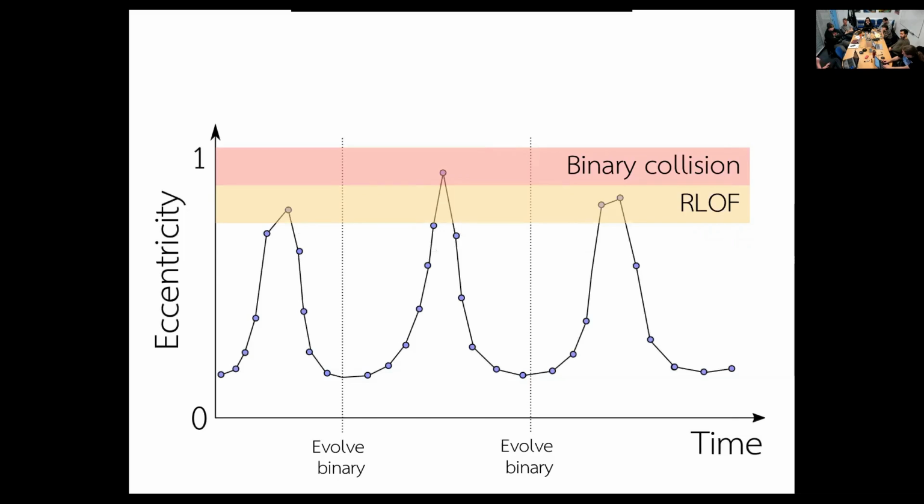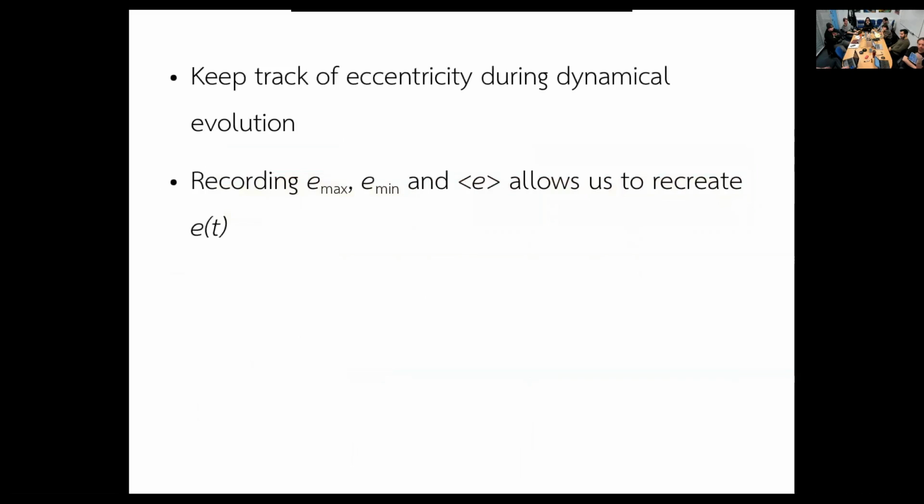The other way is if we tabulate the data in advance, and then we can just look it up using recorded values of the eccentricity over time. So that's what this slide is describing.